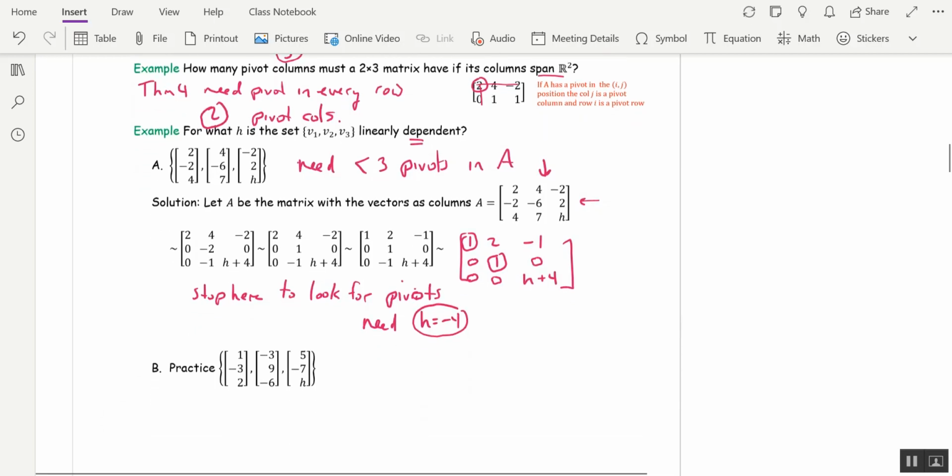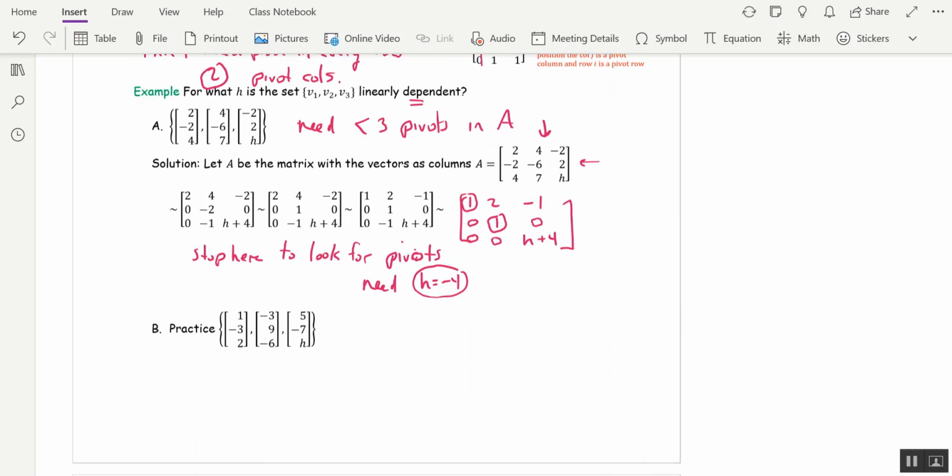Okay, so pause the video and do this one. Answer the same question except with these 3 vectors. Okay, hopefully you ended up with all H.